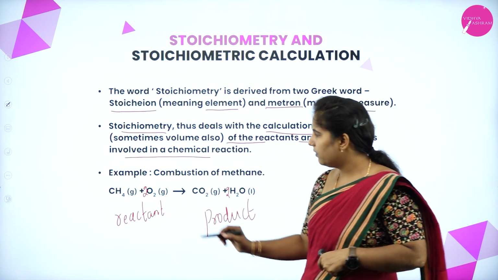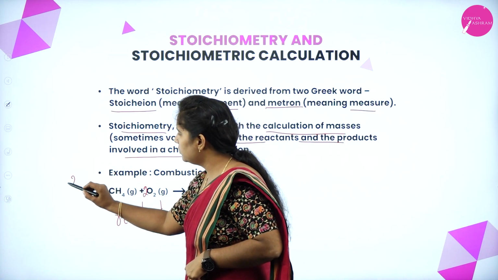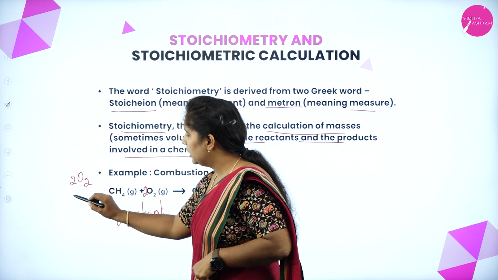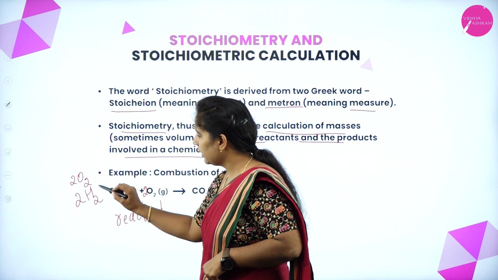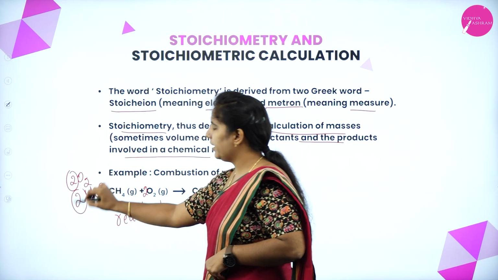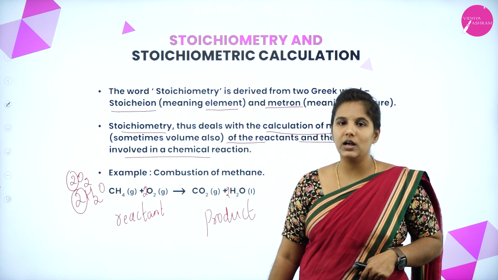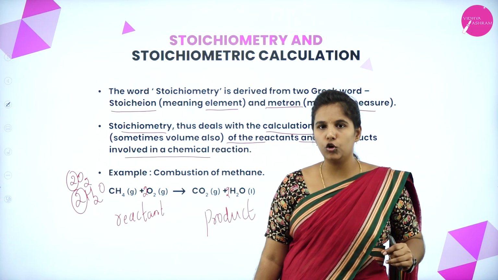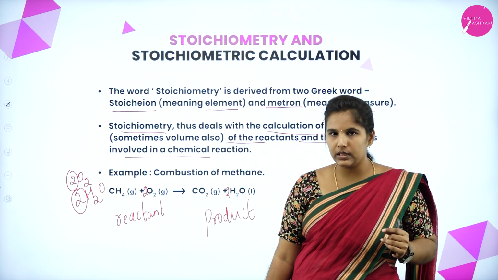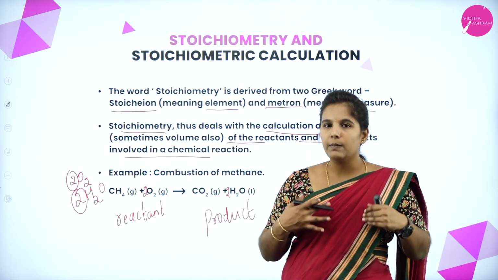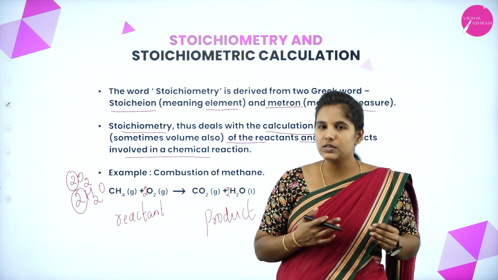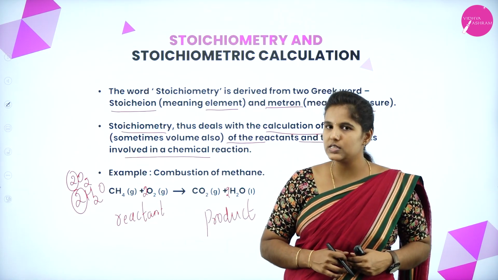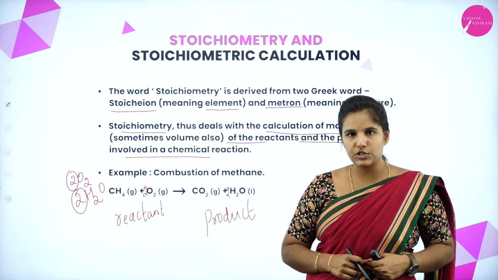And also here I have written 2 oxygen and 2 water. Right? So what does this 2 indicate? The 2 is nothing but a stoichiometric coefficient. So these are the basic things that you need to understand before going to calculate the mass of the reactants and the products found in chemical reactions.